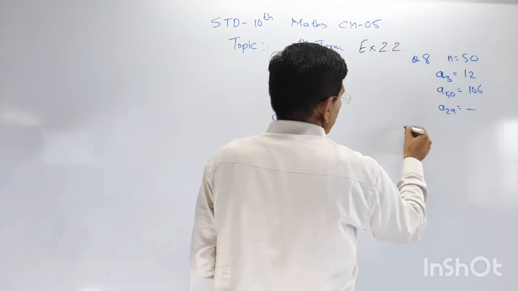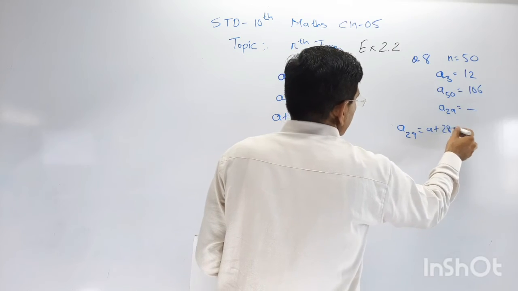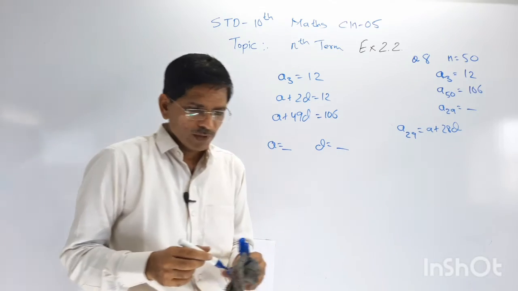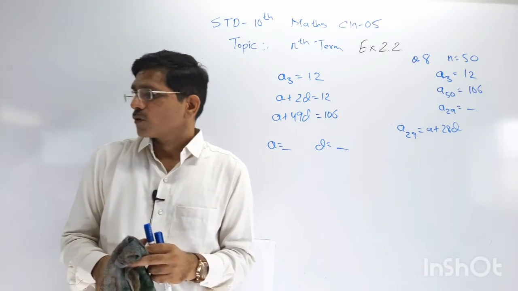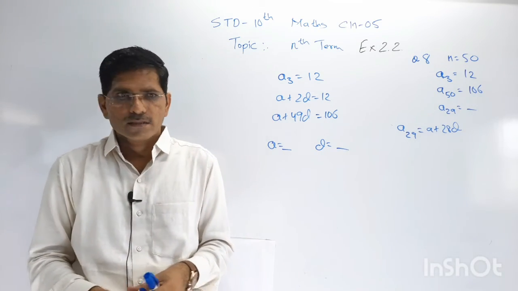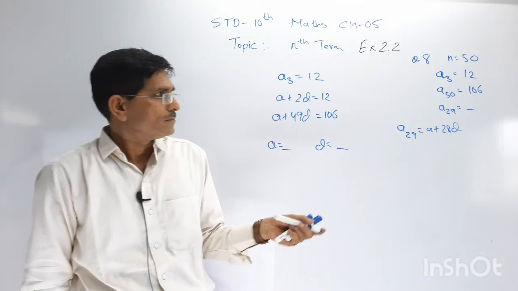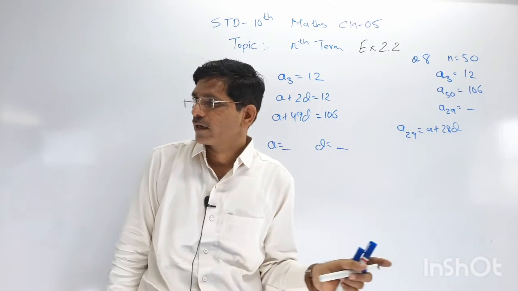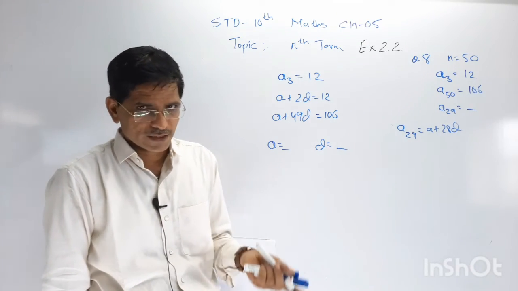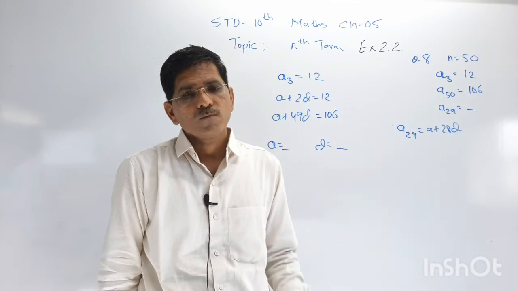And here A29 is equal to A plus 28D. So you have to put the values of A and D, you will get the answer. So the value of A29 is 64. I think you will get the answer. Mostly today I will take up to 8 sums. There are 20 sums. So in the next video we go for 10 more sums.